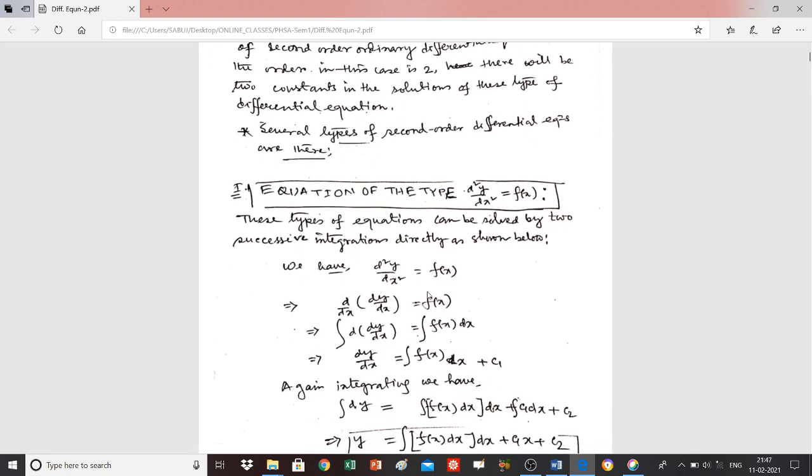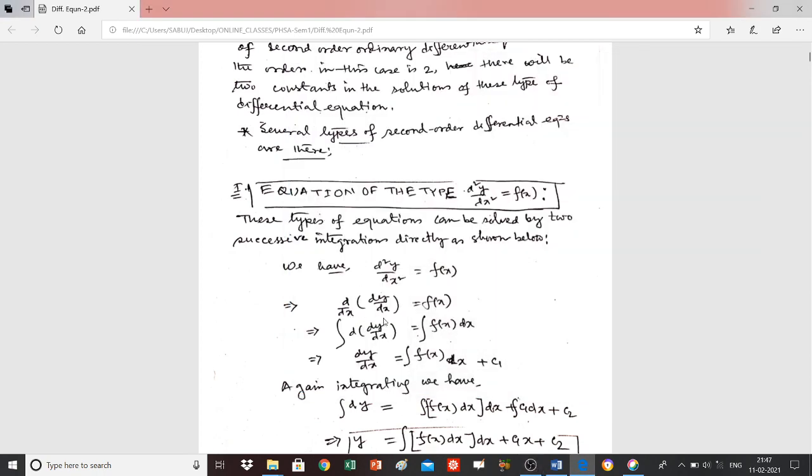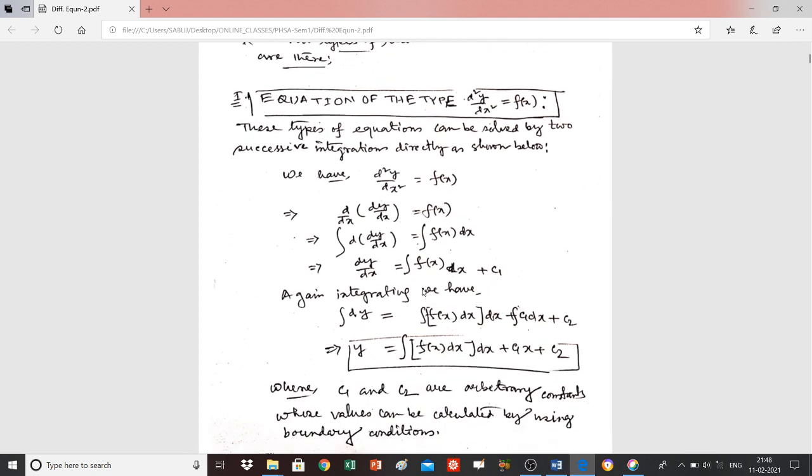To solve this type of equation, the method is discussed here. First write this equation as d2y by dx square is equal to f(x), and now you can write d2y by dx square as d/dx of dy by dx, that is equal to f(x). Now just integrate both sides of this equation. You can write this as d of dy by dx is equal to f(x) dx, and integrate, then that will give you dy by dx is equal to integration f(x) dx plus c1, where c1 is a constant.